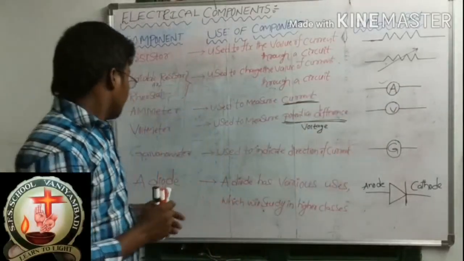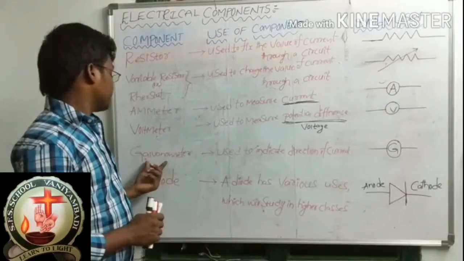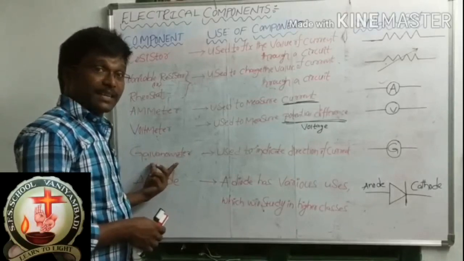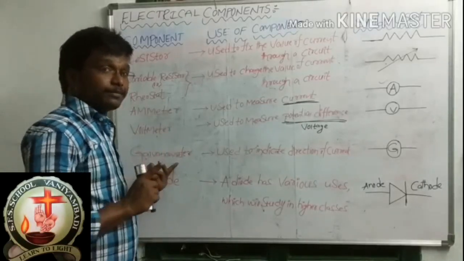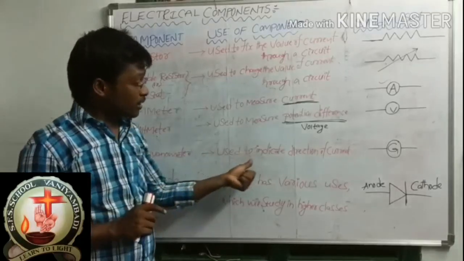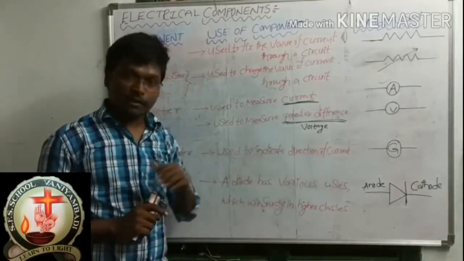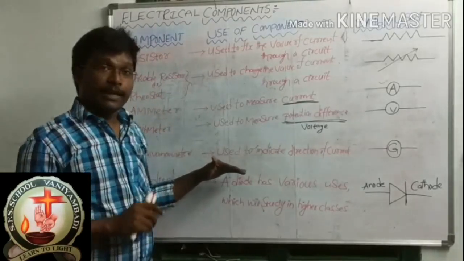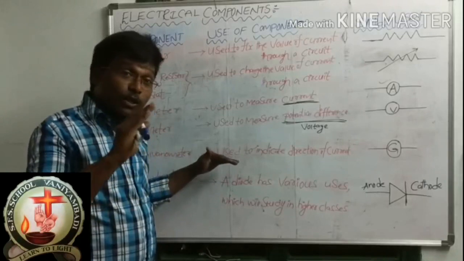Okay. Now the fifth component is the galvanometer. The use of the galvanometer is to indicate the direction of current. What is the use of this galvanometer? To indicate the direction of the current.